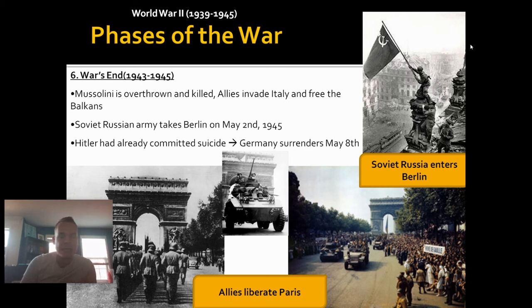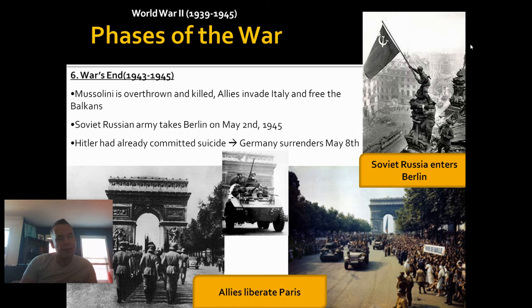Even though with battles like the Battle of the Bulge, Hitler tries to make a last resistance, and it doesn't work. So the Axis powers in 1945 are starting to just fall apart. Finally, in Italy, Mussolini, the fascist dictator, is overthrown and killed. The Allies invade Italy, take over Italy, which now has to drop out of war. We liberate the Balkans, who've been through enough, as we know from this class.